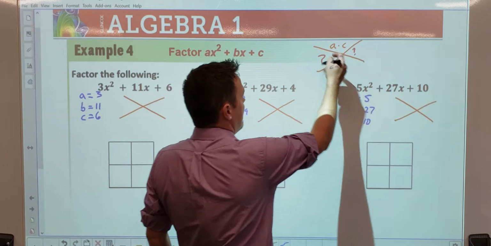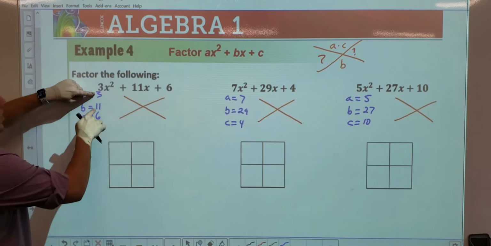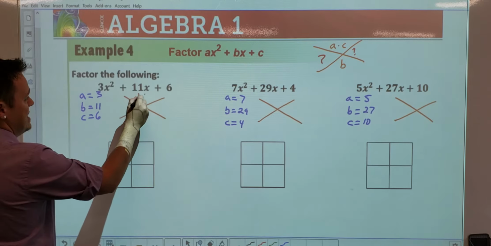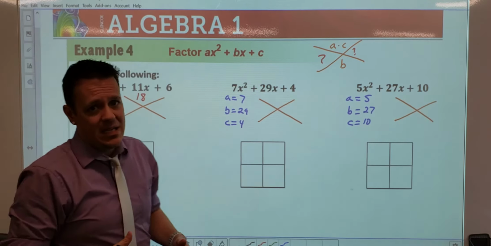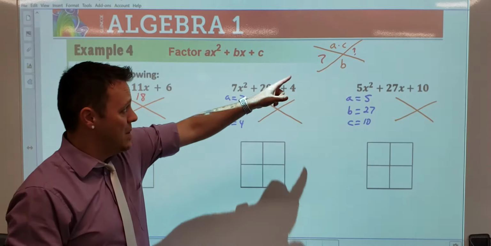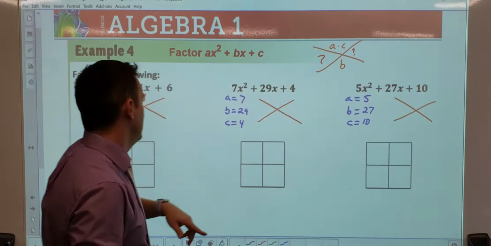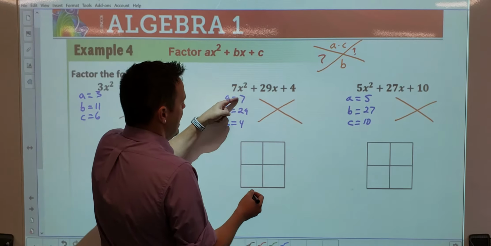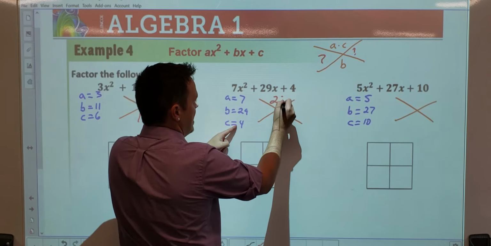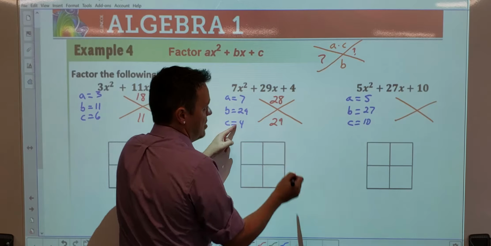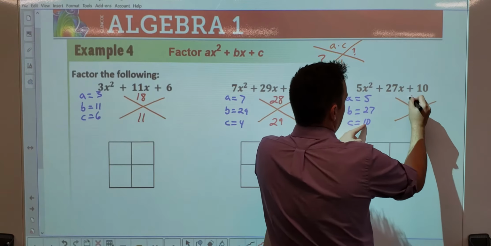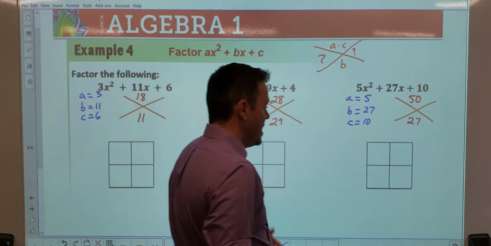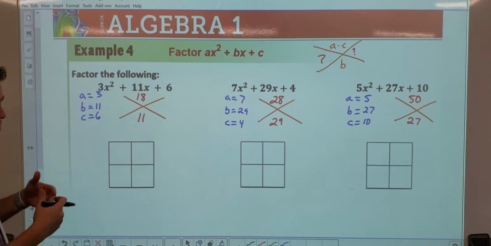So now we have a different value for A other than 1. Up here, it's A times C, so 3 times 6 is 18. If you don't know how I got 18, back it up, do it again. Remember, it's A times C. A times C is 18, and then it's 11 down here. A times C is 28, and then it's 29 down here. A times C is 50, and then it's 27 down here. Make sure you guys can do that setup, okay?